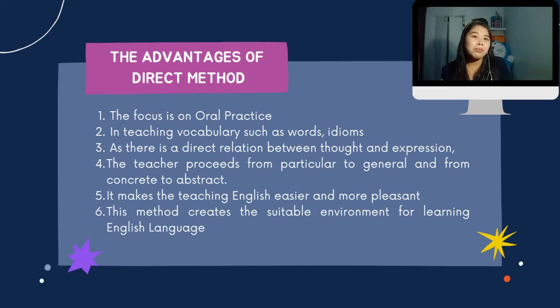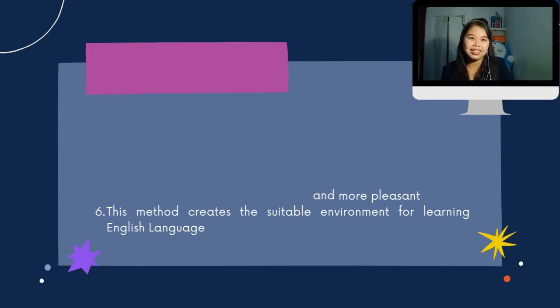Number four, in this method, the teacher proceeds from particular to general and from concrete to abstract. Number five, it makes teaching English easier and more pleasant. A teacher uses various images and pictures to illustrate his or her point. Number six, this method creates a suitable environment for learning the English language. And the last one, as the unit of speech in the direct method is a sentence, students learn to speak complete sentences without any hesitation. So they get confident with command over good English.